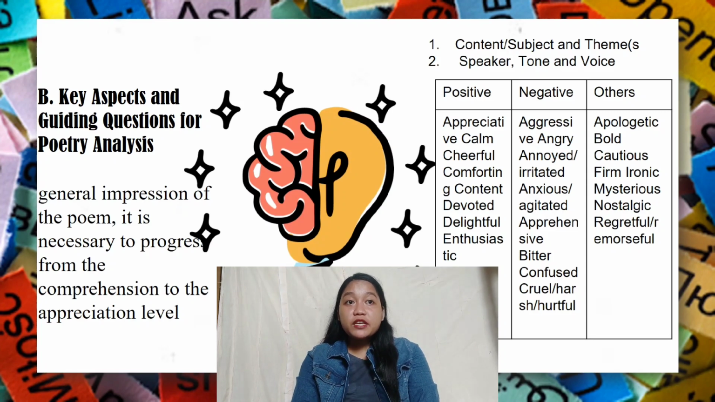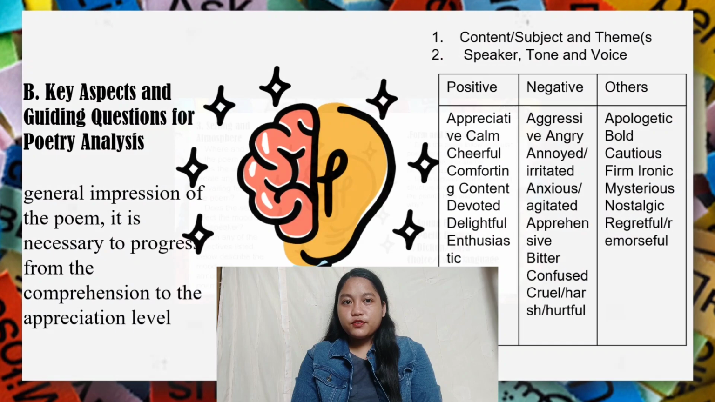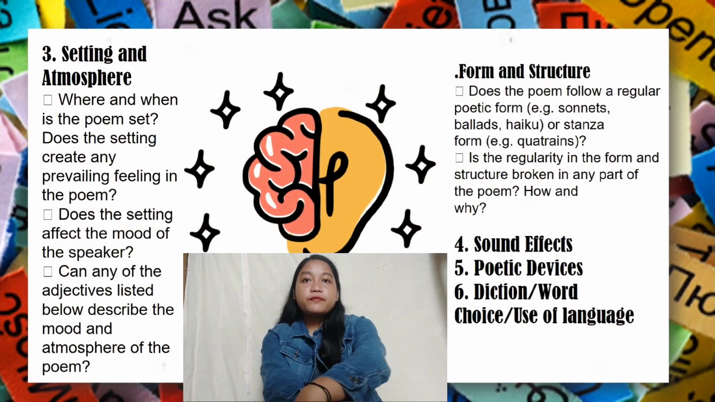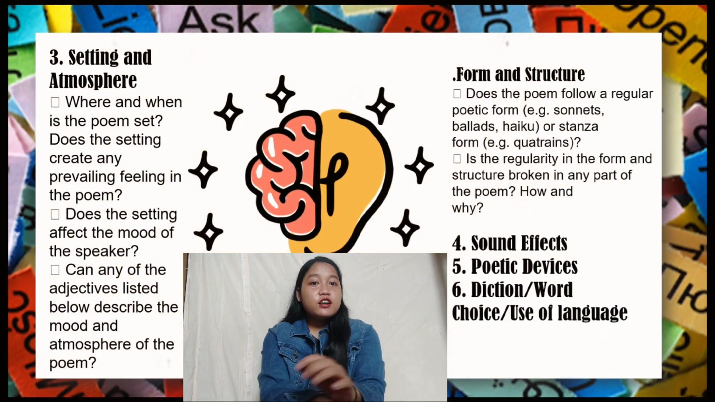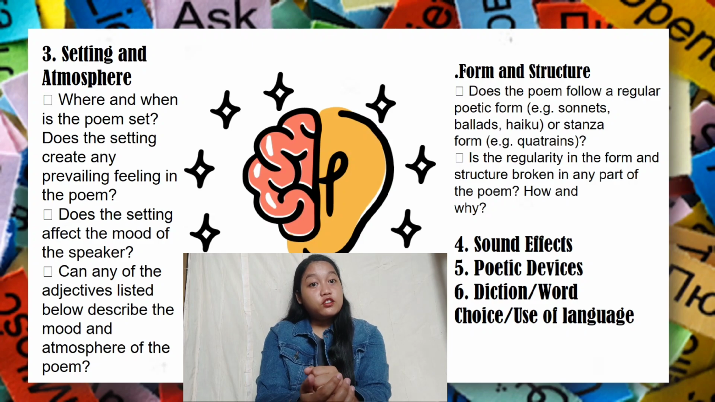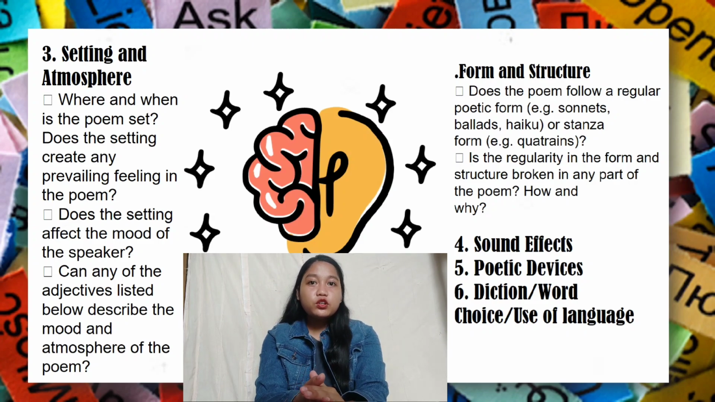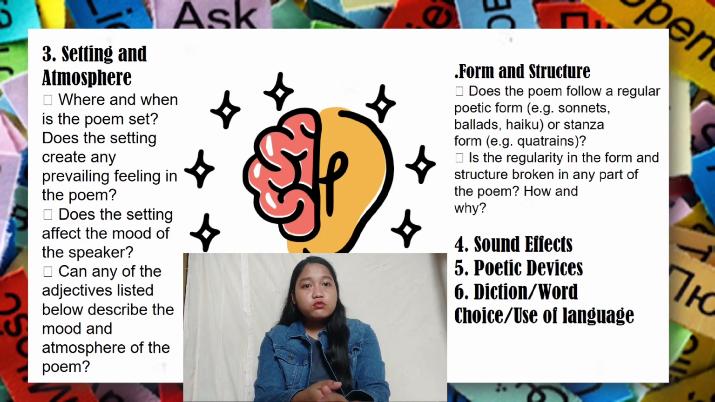Second is the speaker, tone and voice. Third, setting and atmosphere. Where and when is the poem set? Does the setting create prevailing feelings in the poem? Does the setting affect the mood of the speaker? Can any of the adjectives listed below describe it?